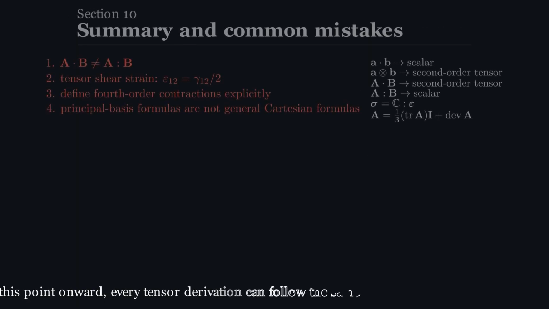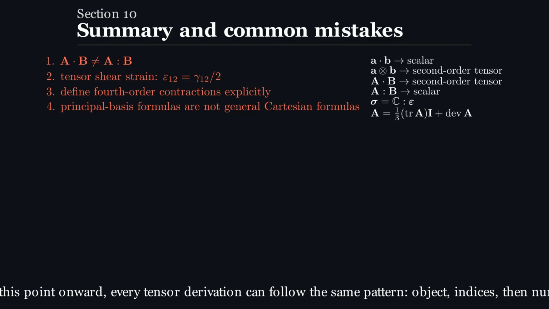The key discipline is consistency. First show the tensor object, then write the indicial form, then evaluate numerically. That keeps the mathematics transparent and prevents notation drift.